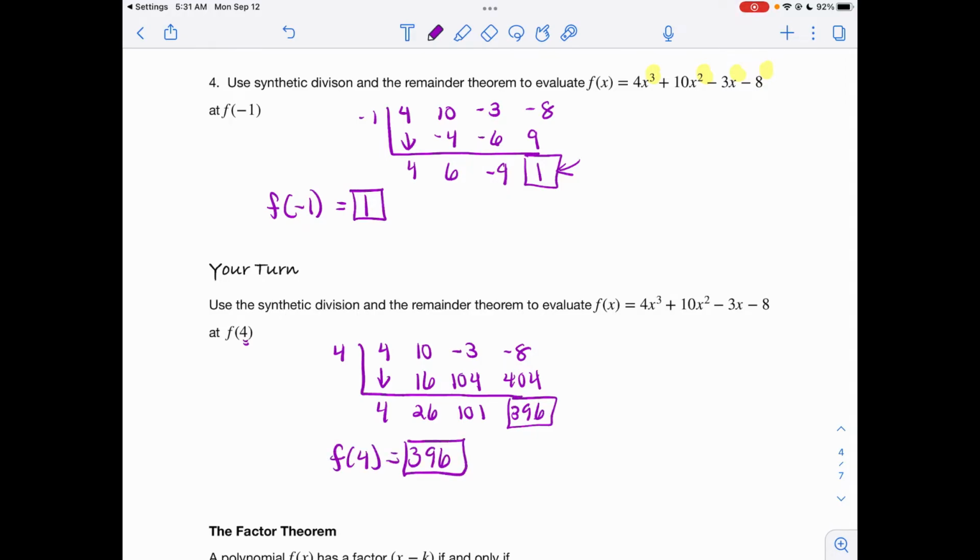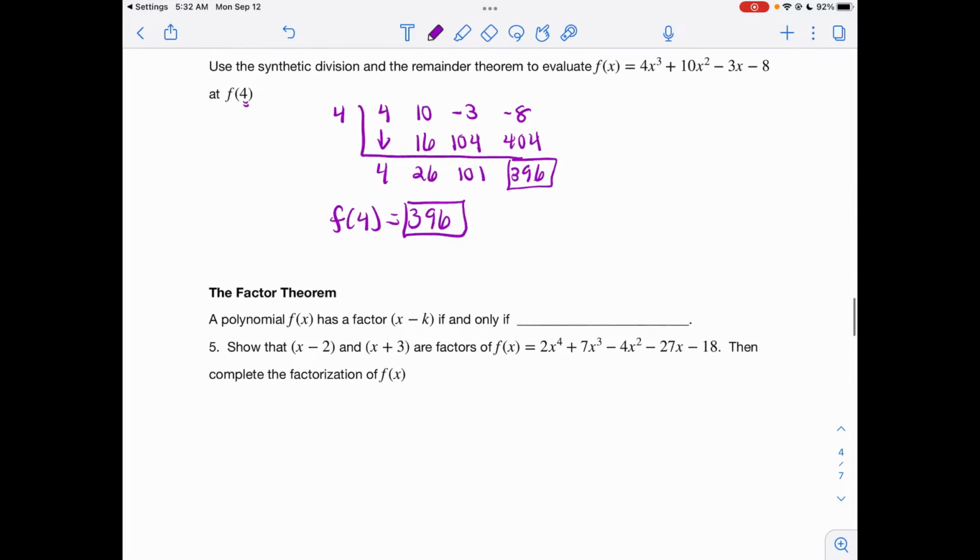Now that was much faster and a little bit easier to do than figuring out what 4 cubed is and 4 squared. 4 cubed times 4 plus 10 times 4 squared, and that can get some pretty large numbers. So this is a shortcut that can be a little bit easier.